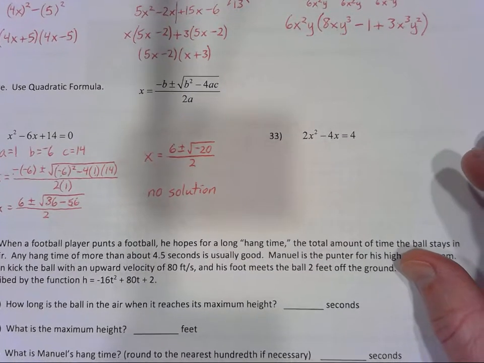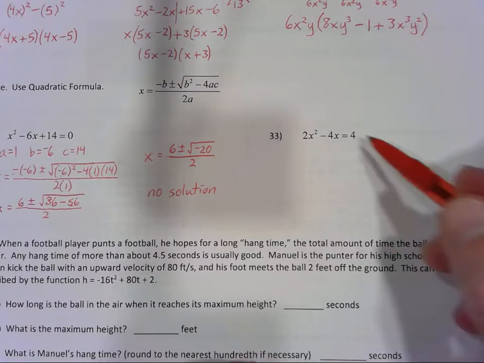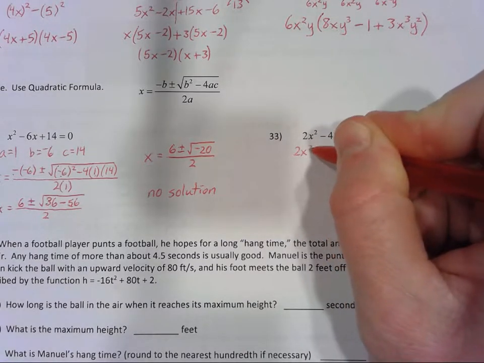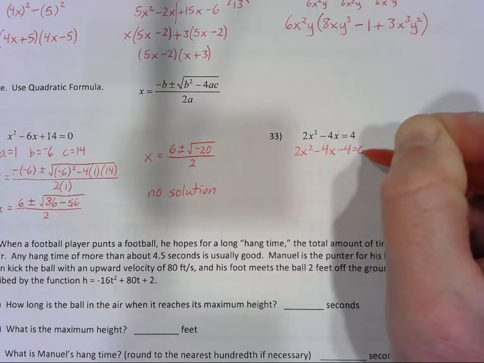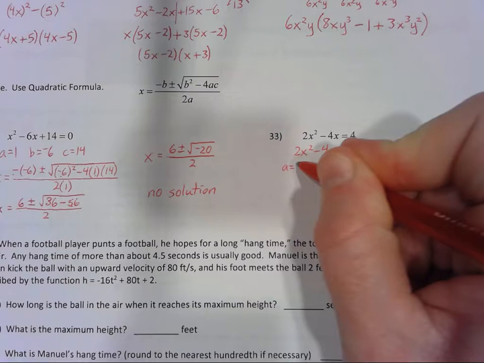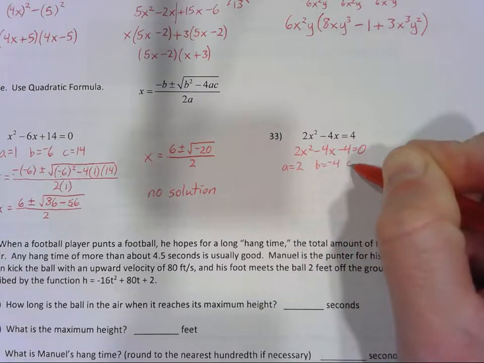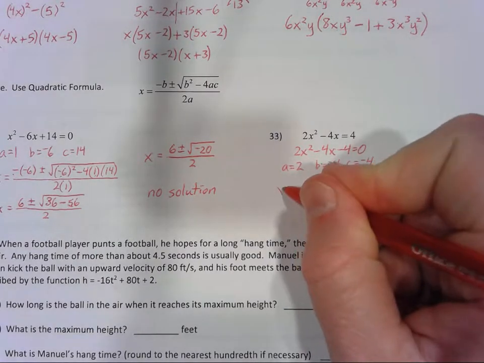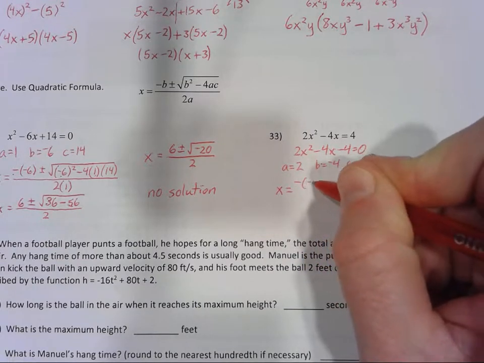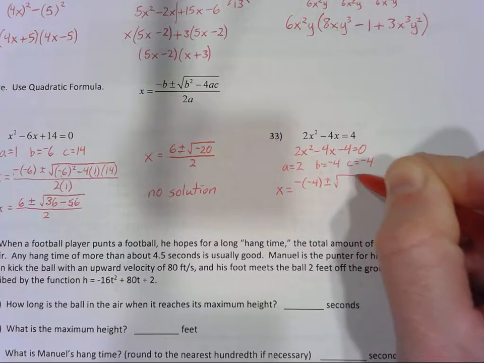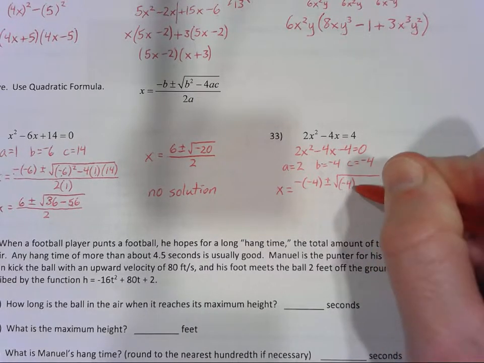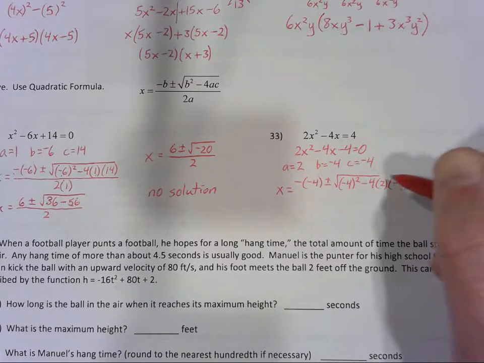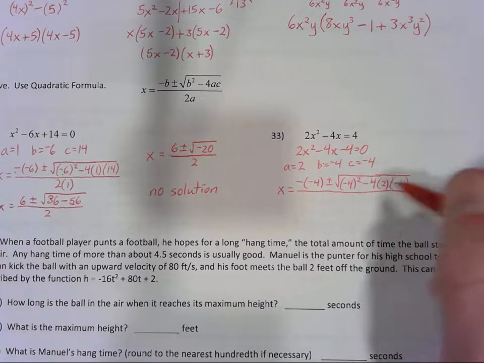So in 33, it says solve using the quadratic formula. First step, set the equation equal to 0. So we've got to subtract the 4 over to the other side so that the equation equals 0. So my A is 2, B is -4, C is -4. So put it into the quadratic formula. X equals the opposite of -4 plus or minus the square root of b squared minus 4 times a times c. All of that is being divided by 2 times a.